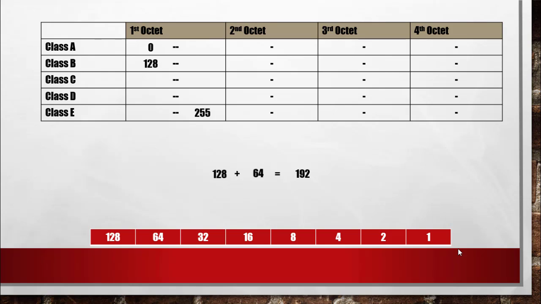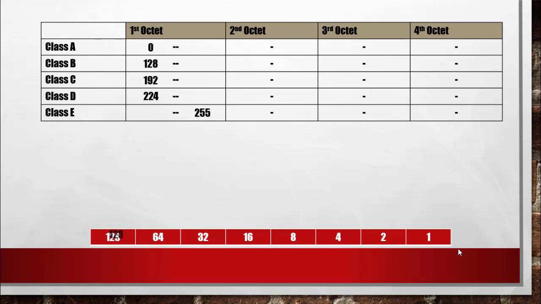I'm going to add the first two numbers in the number line, where I will be getting the value 192, and I will use that in the third row. That is, for class C, the starting value will be 192. Now for class D, I'm going to take 128 plus 64 plus 32, which will give me 224. And I'm going to use that as the starting value for class D.